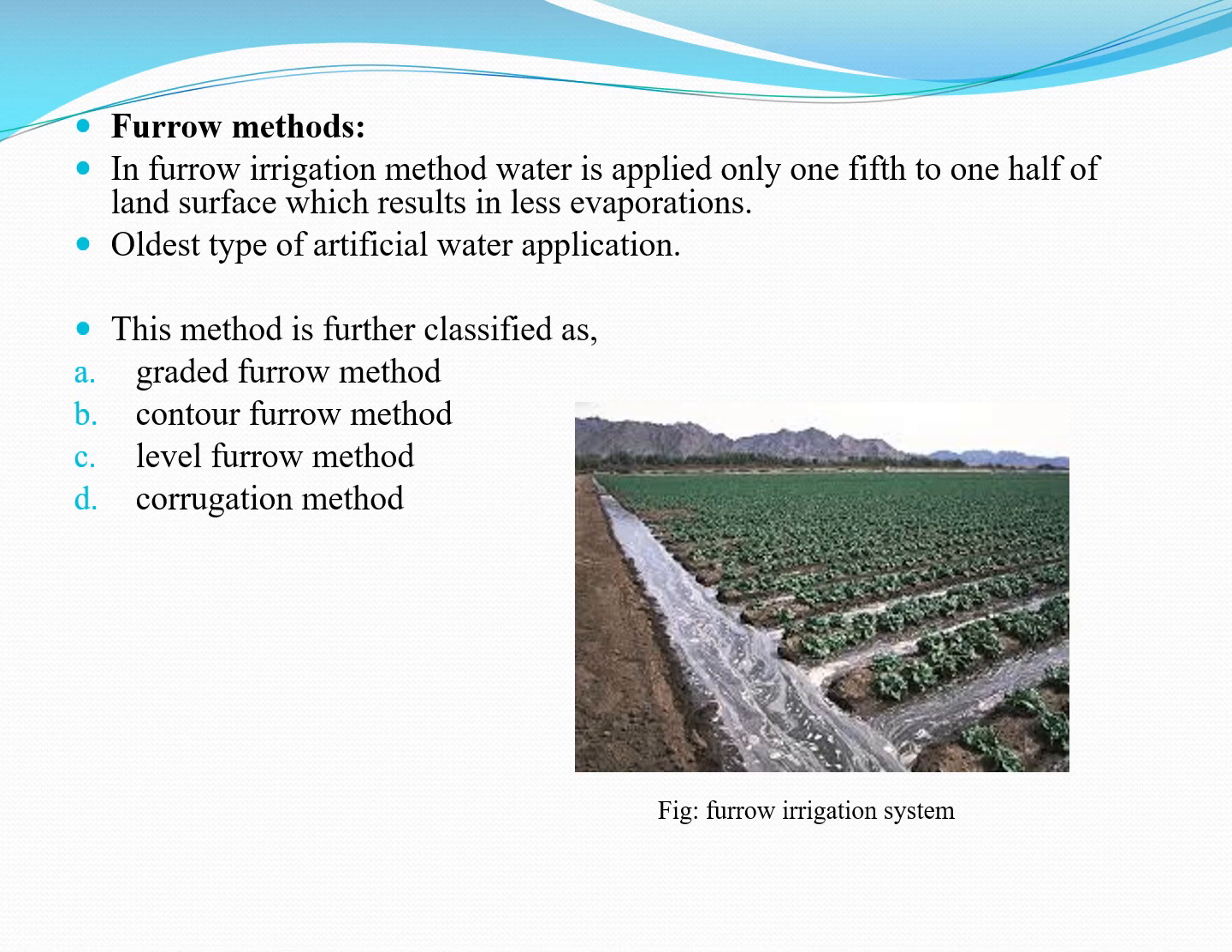Next are the furrow methods. Okay. So in the furrow method, water is applied to only one fifth to one half of the land surface, which results in less evaporation. Okay, and it is the oldest type of artificial water application.